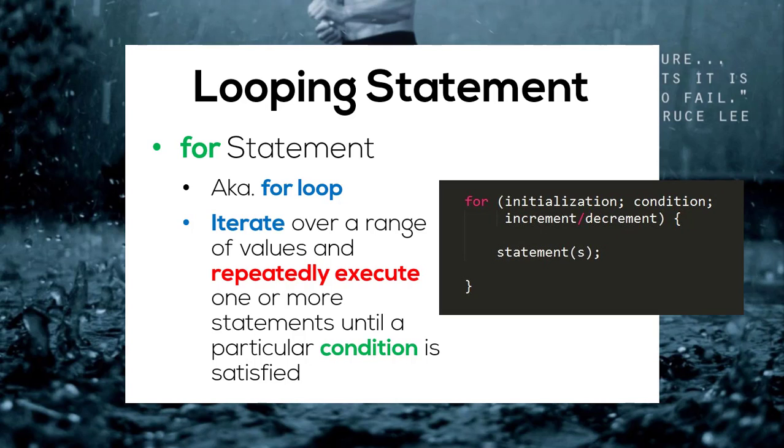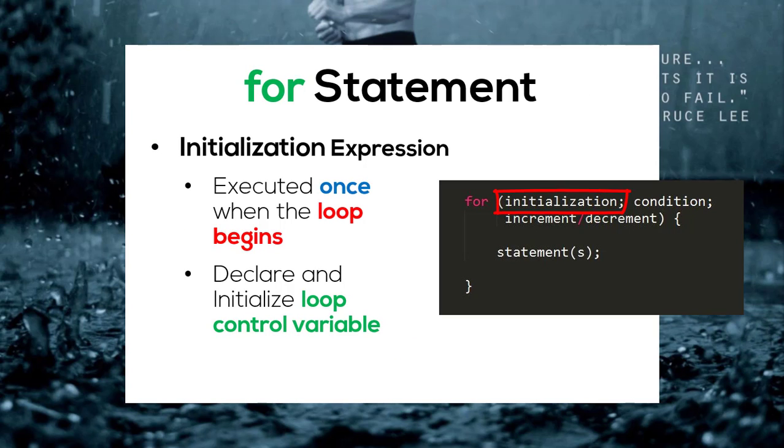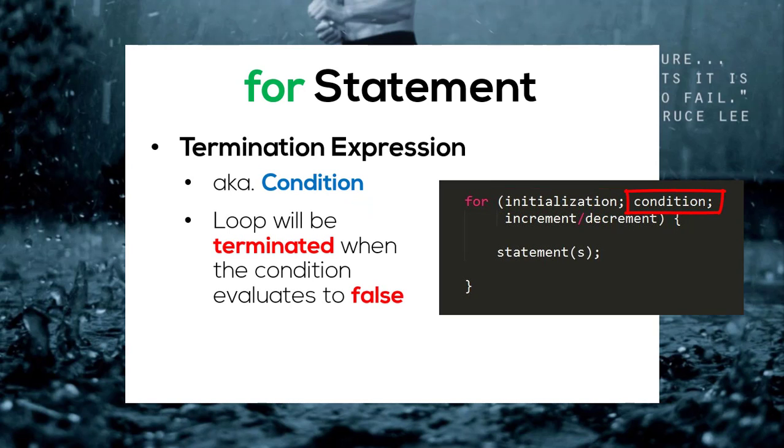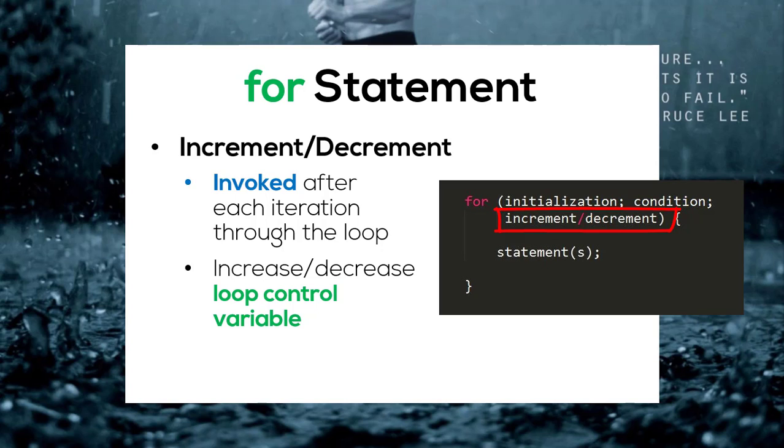However, there are a couple of rules that we need to keep in mind if we were to use the for loop statement. The initialization expression will only be executed once when the loop begins, and what it does is basically to declare and initialize the loop control variable. The loop will be terminated when the termination expression, also known as condition, evaluates to false. And lastly, the increment or decrement statement is invoked after each iteration through the loop, and it is being used to increase or decrease the loop control variable.